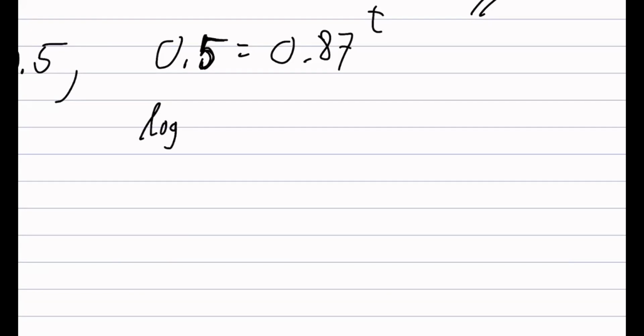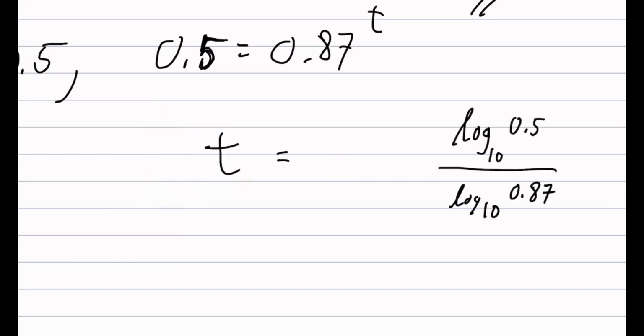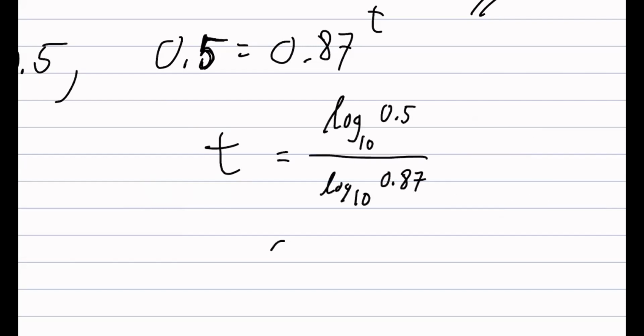Log 0.5 divided by log 0.87. Yep, base 10, yeah. Okay. 4.983 SF. Okay, good. Let me just sort the order around so it looks nicer. 4.97728, so 3 SF is 4.98. Okay, good.